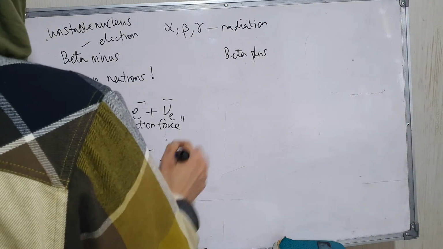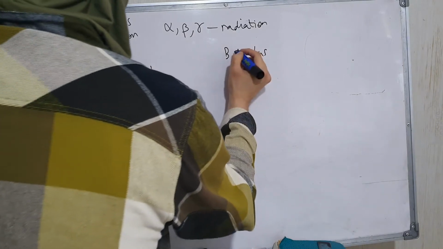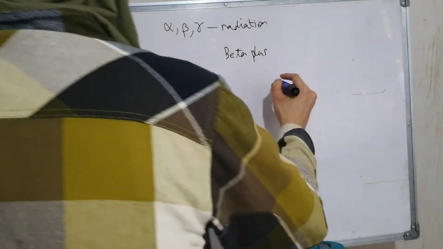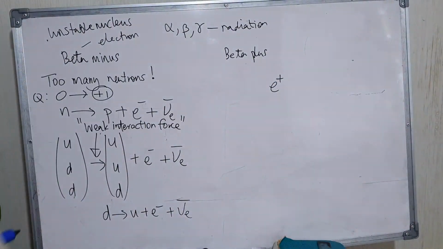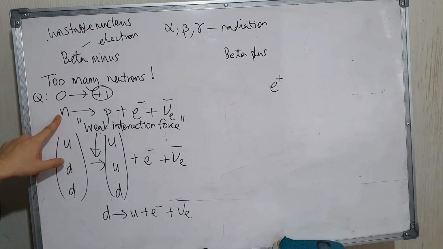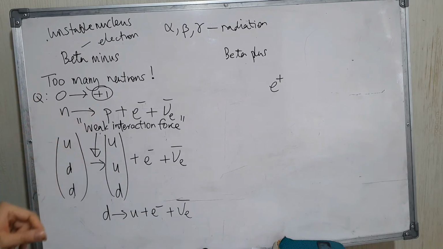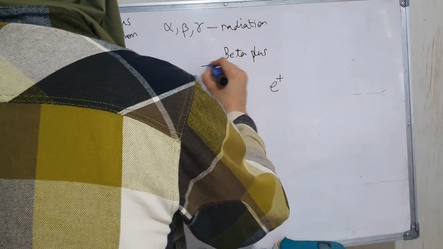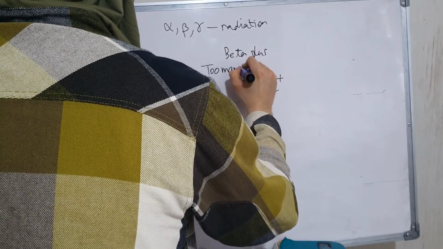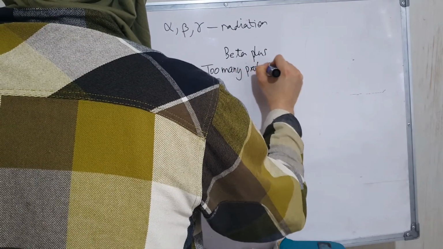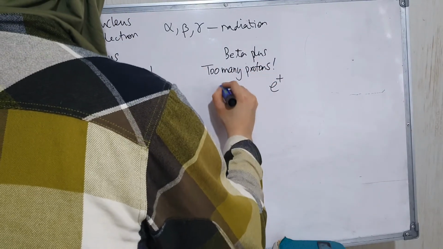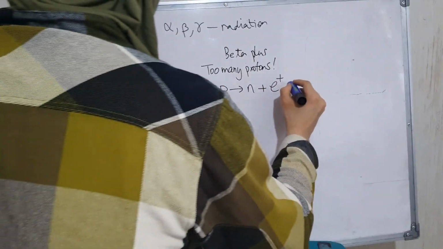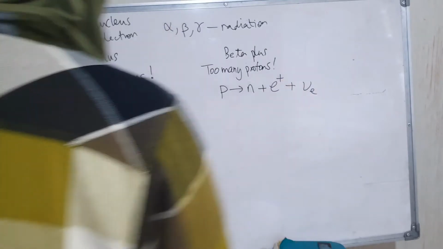What about beta plus? So the beta plus is the antimatter for the electron. So what's the charge of that? It would be e plus. So in the nucleus, if you have too many neutrons, one of the neutrons becomes a proton. What about beta plus? Beta plus if you have too many protons. So here you have too many protons. So the proton becomes a neutron, a positron is given out, and a neutrino is given.